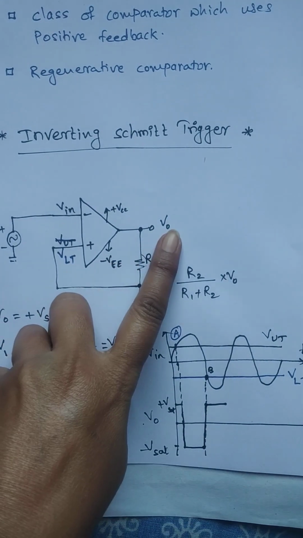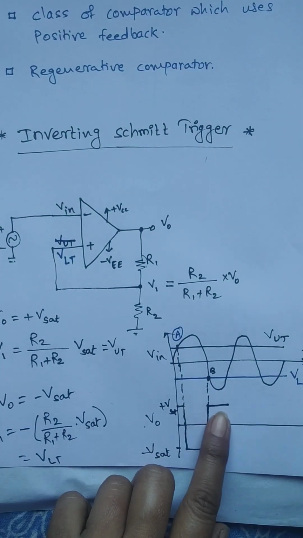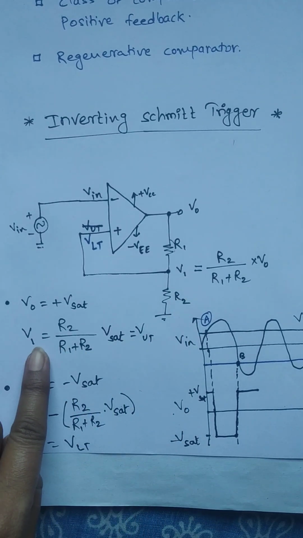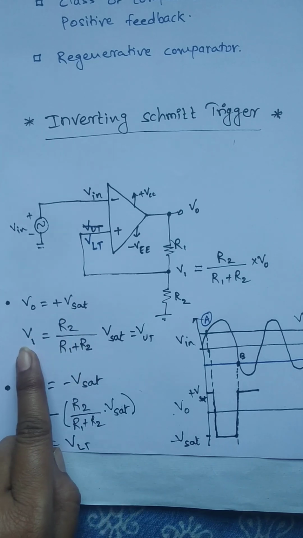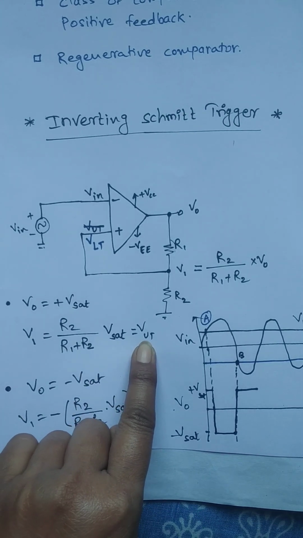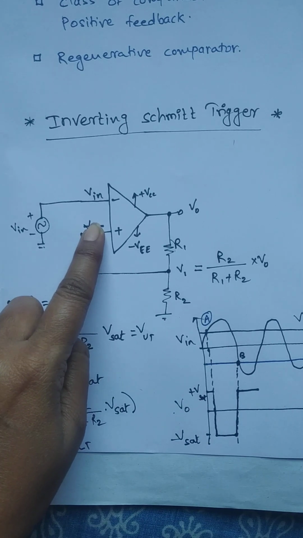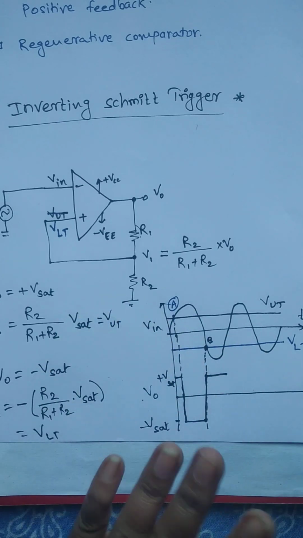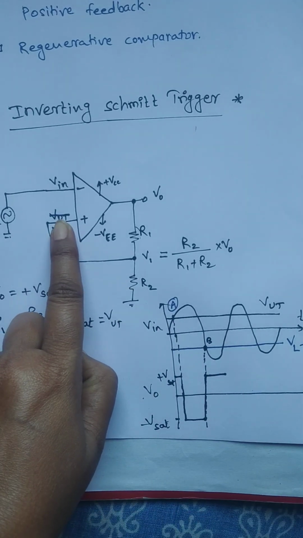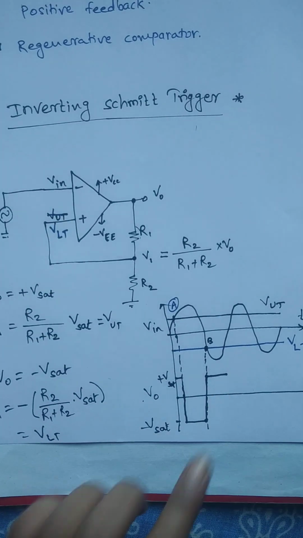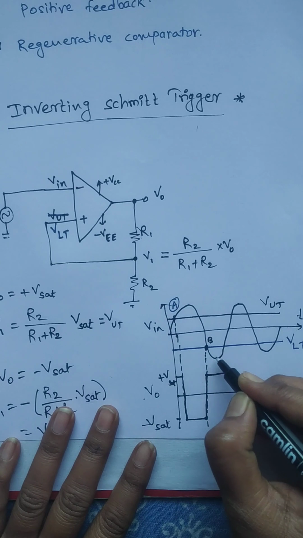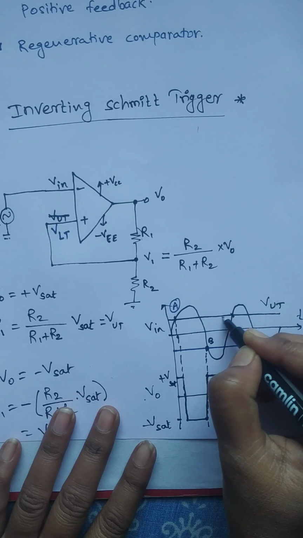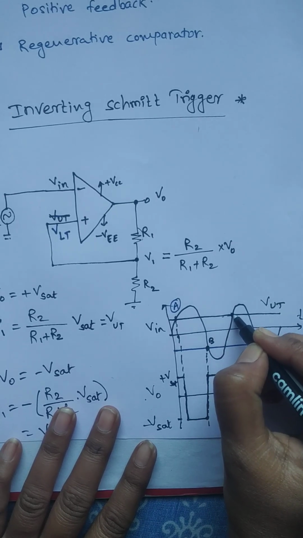And again, V output became plus Vsat, which means V1 will become equal to VUT, which is positive, and this first step will repeat. There will be a comparison between Vin and VUT. Now VLT will not be in the picture. Whenever VUT is there, VLT will not be in the picture. So now it will start the comparison between V input and VUT. VUT point is available here.